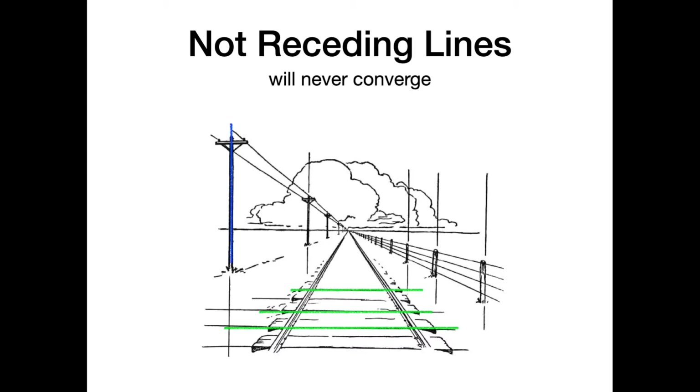Vertical lines that are parallel to us, like these telephone poles or these fences, are not receding, so they will never converge, so there is no vanishing point. They will never meet. The general rule is that lines that are parallel to your face or the viewer will never converge. It's really, really important to know when I'm talking about parallel receding lines and parallel lines that are not receding.